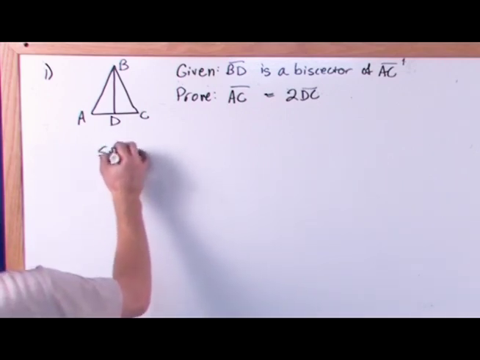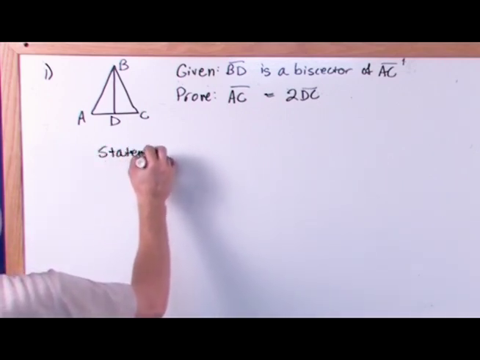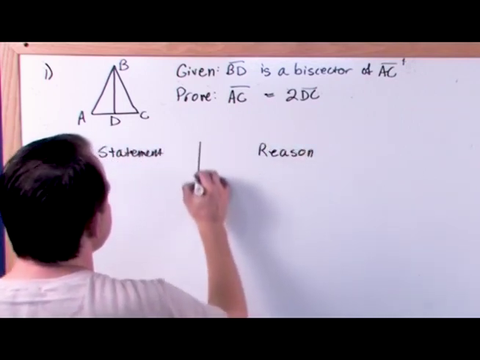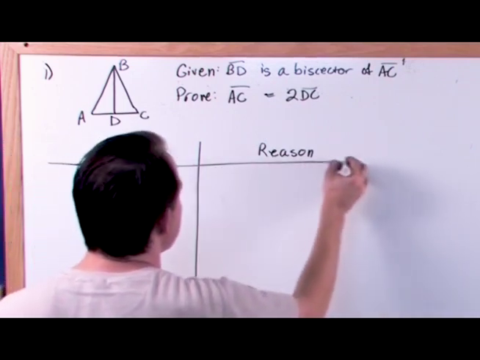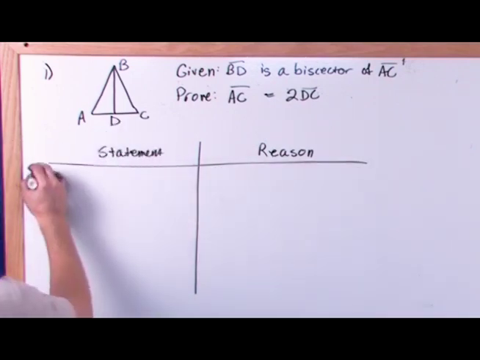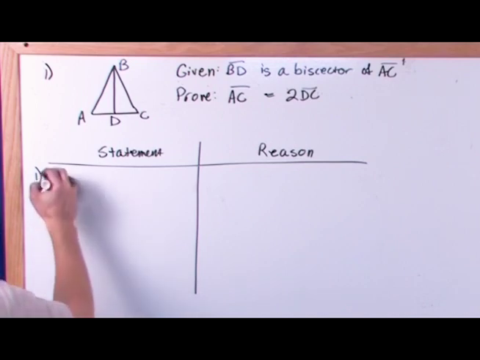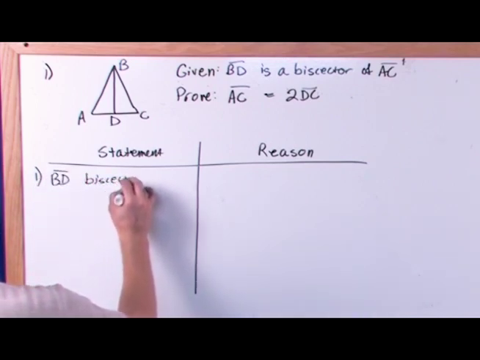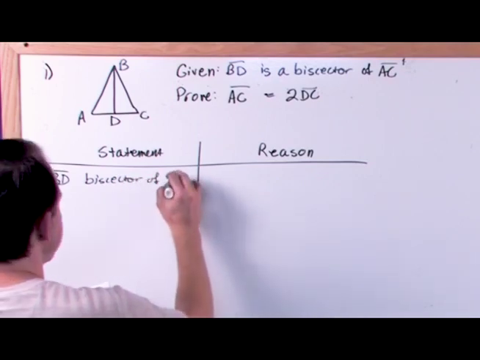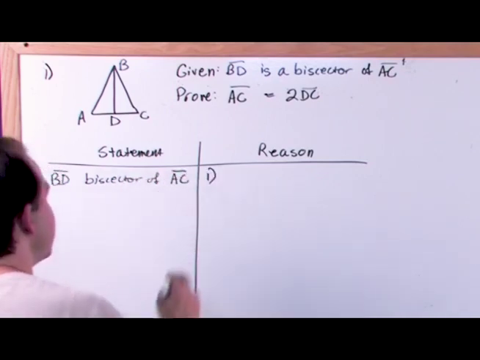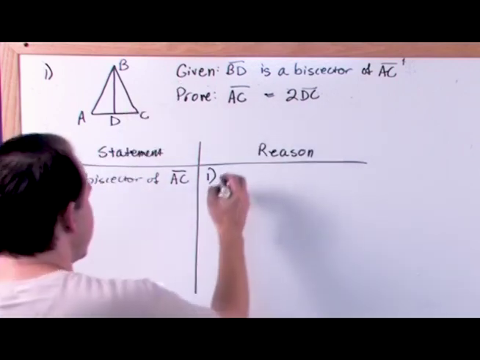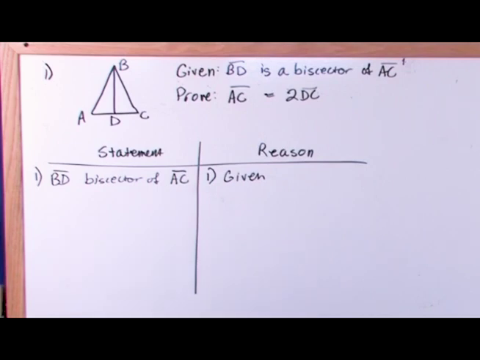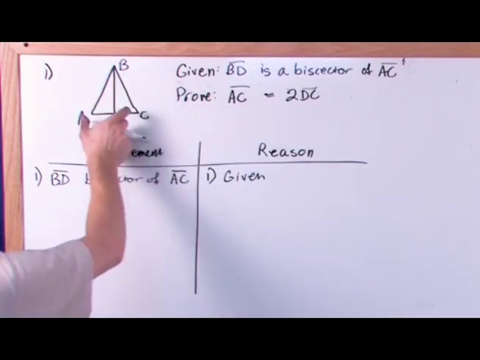Well, you have to have a statement, and you have to have a reason for that statement. So let's start at the very beginning. You always start with what's given. BD is a bisector of AC. Always write it down, even if it's obvious, even if it's written down right above it, always start with it, and you just write the word given right here, because you always start with what you're given, okay? So BD is a bisector of this guy here.